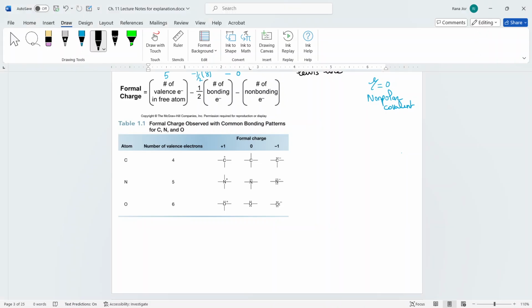Another example, H2CO. H2CO is the molecular formula. Same question: find its molecular geometry and shape and determine if the molecule is polar or not. Let's find the valence electrons. For the hydrogens, I have 2 of them, the carbon is going to be 4, and the oxygen is going to be 6. That is 12 valence electrons. Again, it is even.